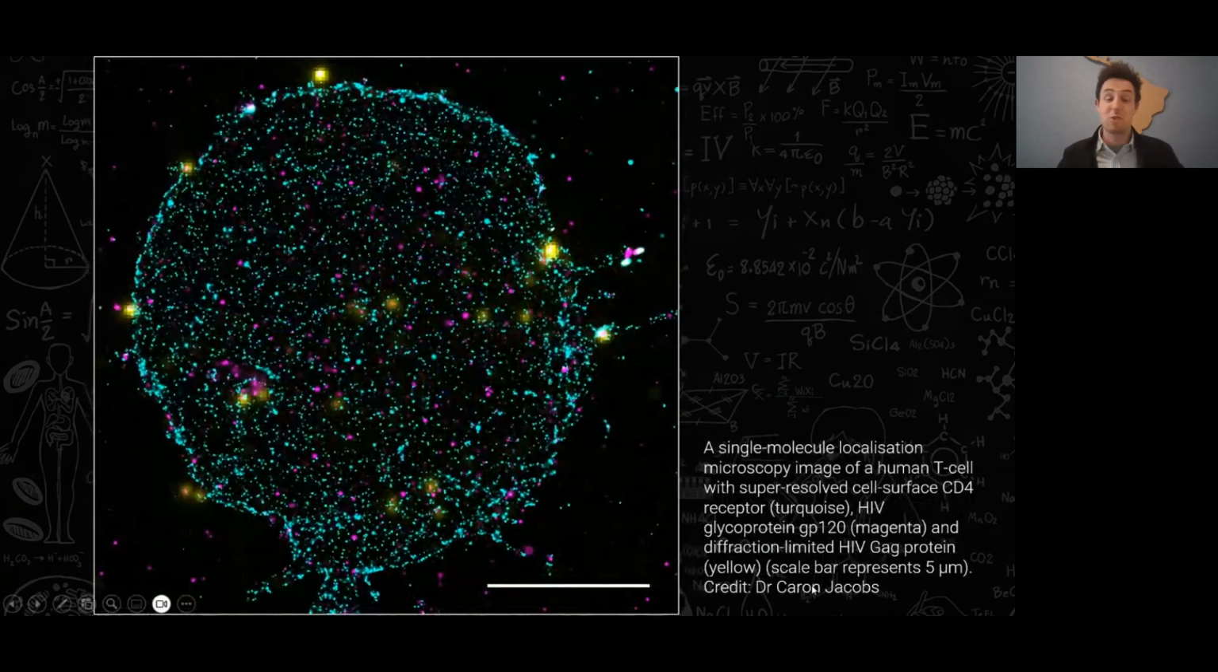Here's another cell. This is a super resolved image of a T cell, which has now been stained with various markers, including to illuminate some important proteins in the HIV virus. So the GP120 protein has been labeled. And then you'll notice those blurry yellow spots are diffraction limited GAG proteins. So that's a protein for which a super resolution image couldn't be acquired. You can see how it's a lot more pixelated relative to the rest of the cell.